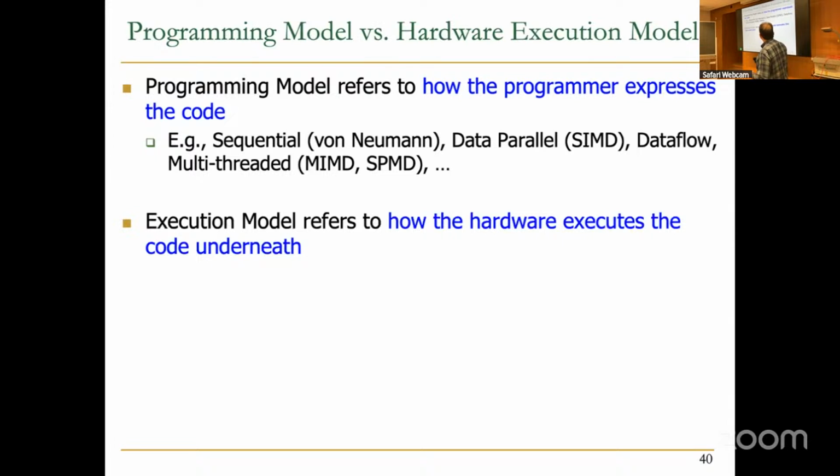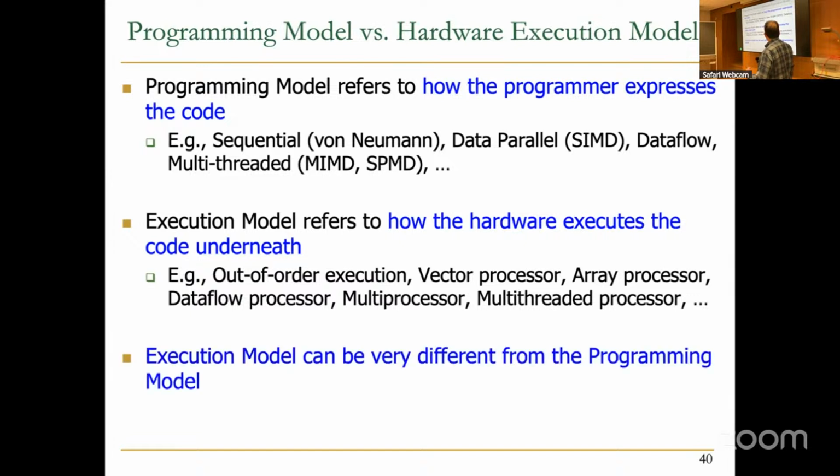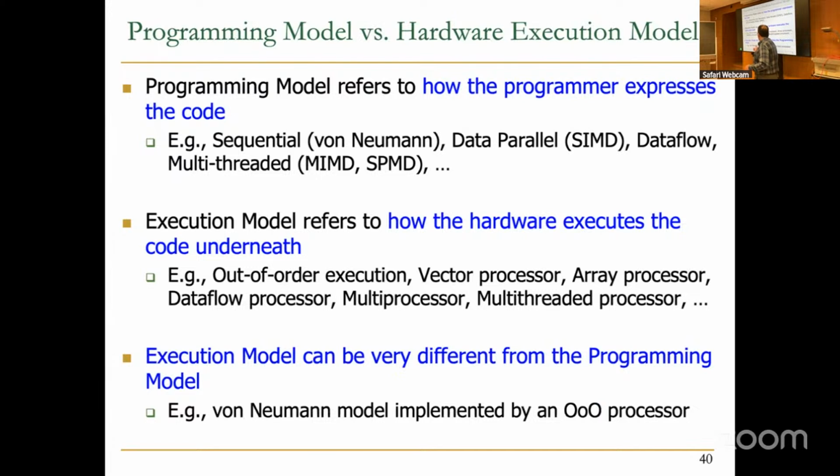But the execution model refers to how the hardware executes the code underneath. It can be, for example, out-of-order execution, which we have seen in the last lectures, vector processor, array processor, data flow processor, multiprocessor, multi-threaded processor, and so on. So the execution model can be very different from the programming model. For example, you can write your program following the von Neumann model, completely sequential, but then run it on an out-of-order processor, which underneath is actually executing out of order. You still need to commit and retire instructions in the programming order, but that provides a lot of parallelism for you.